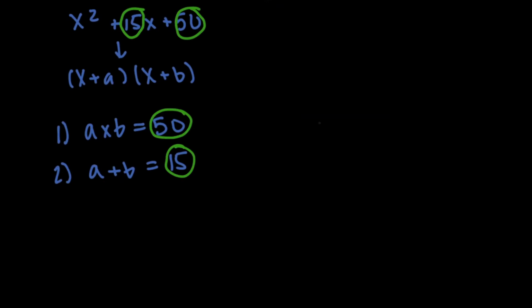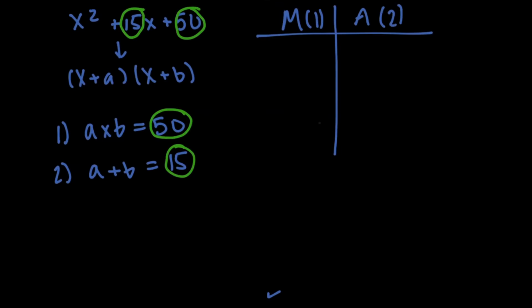Okay, so when we're doing a problem like this, what we can do is set up a table like this. And we'll label the left side as m, so this is for the multiplication, so rule number 1. And then the right side will be called add, and this will be for rule number 2. So this is what I mean. So first, let's just look at the factors of 50. 1 times 50, 2 times 25, and 5 times 10.